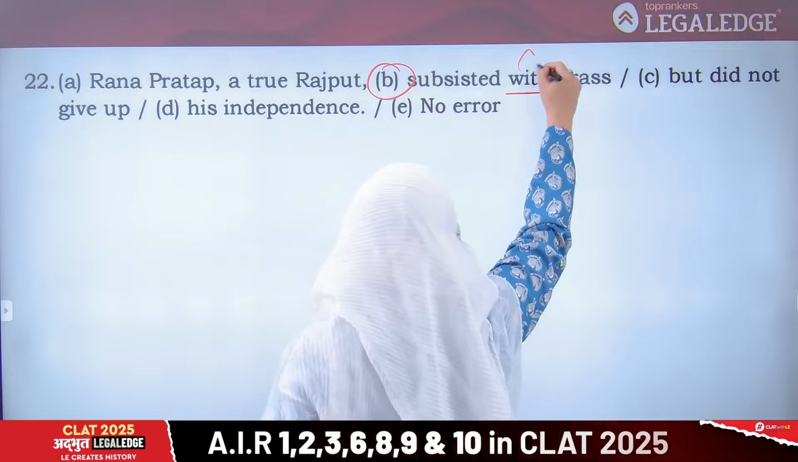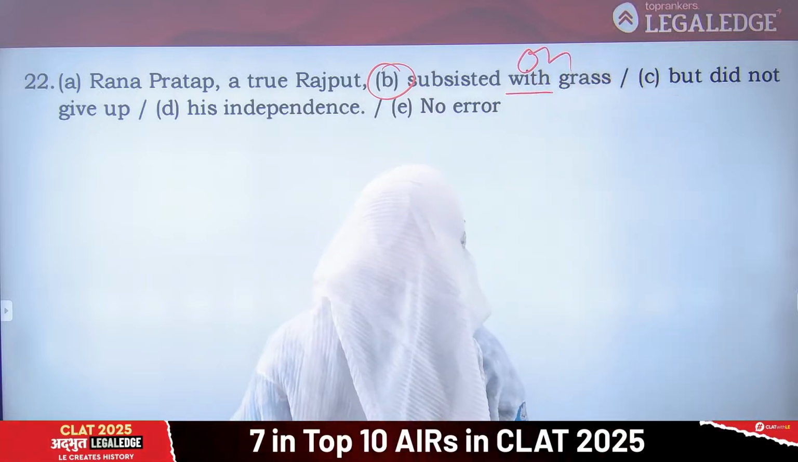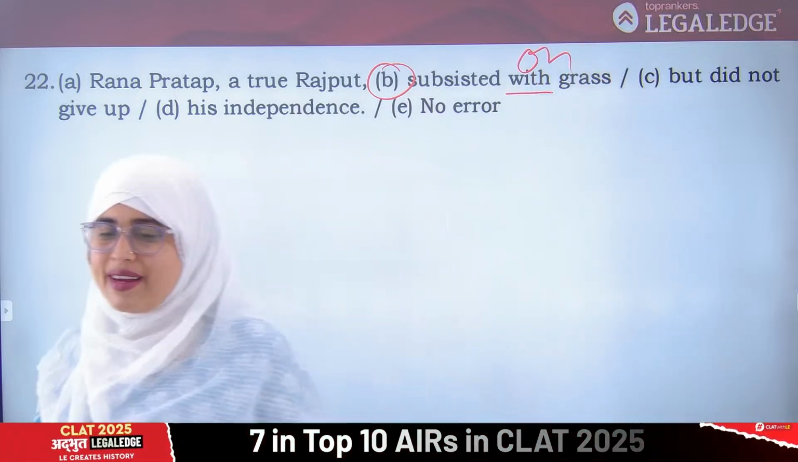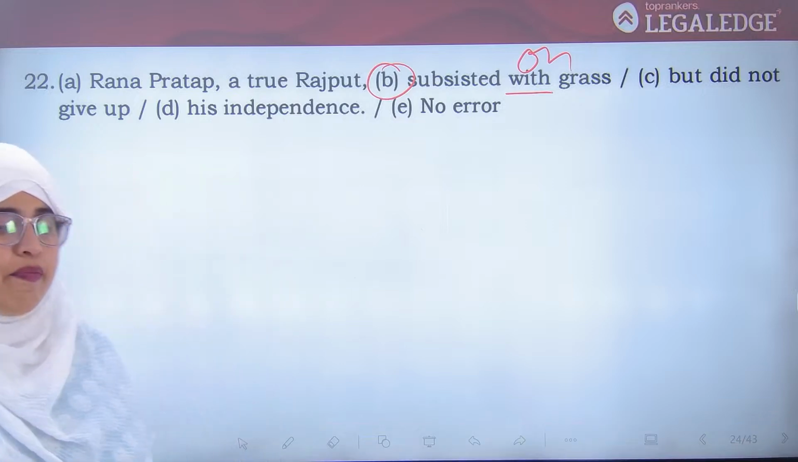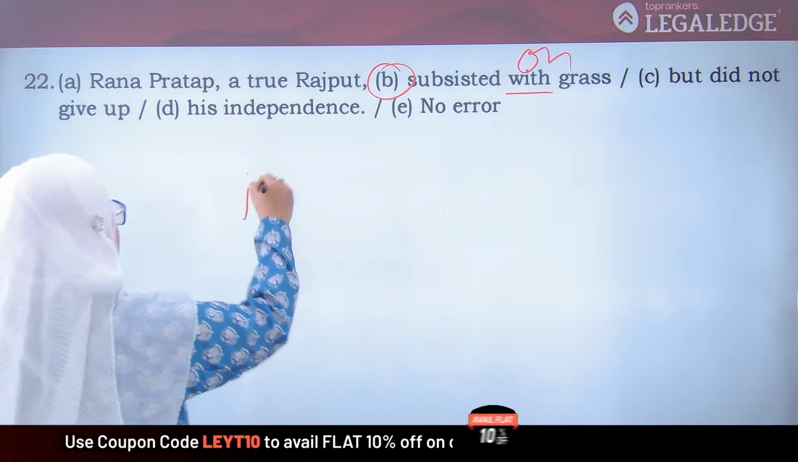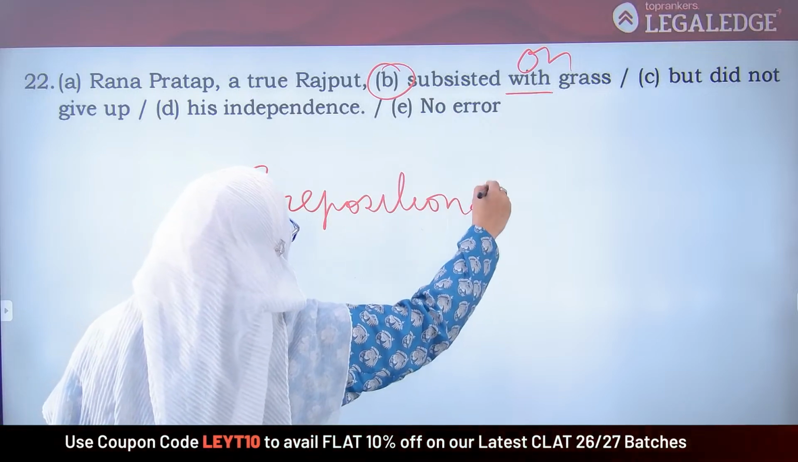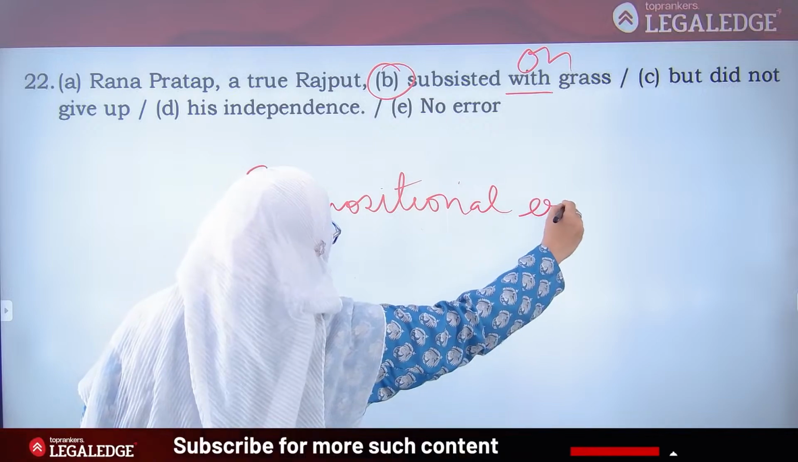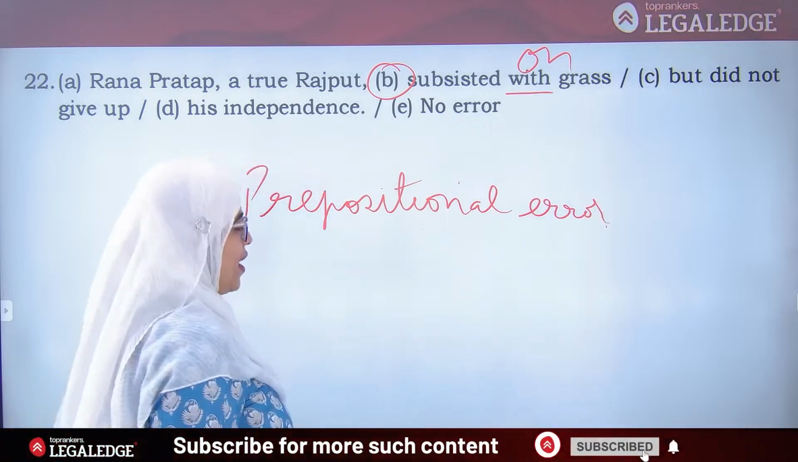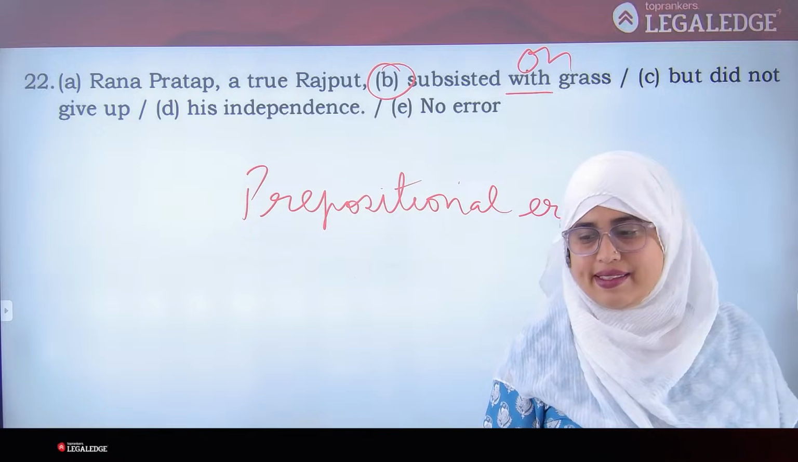Subsisted on grass होता है, survival on grass. तो subsisted on grass. Prepositional error था, student. In this question, we identified prepositional error. Subsisted on grass, survival on grass.